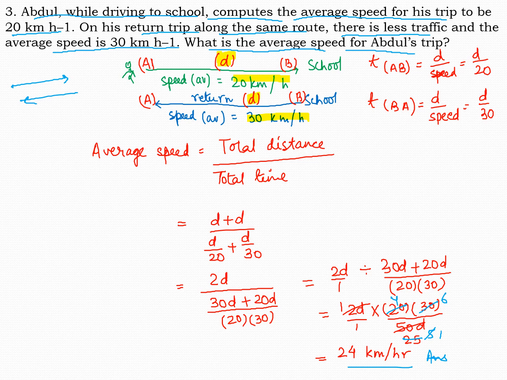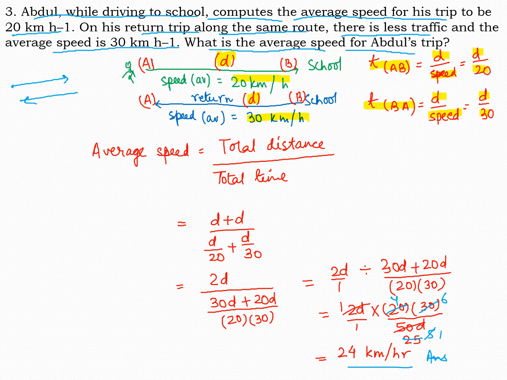So for the first case, when he is going from A to B, the total time is, let us say, TAB. So that will be total distance by speed, that is D by 20. Similarly for the second case, the time will be distance by speed, that is D by 30.